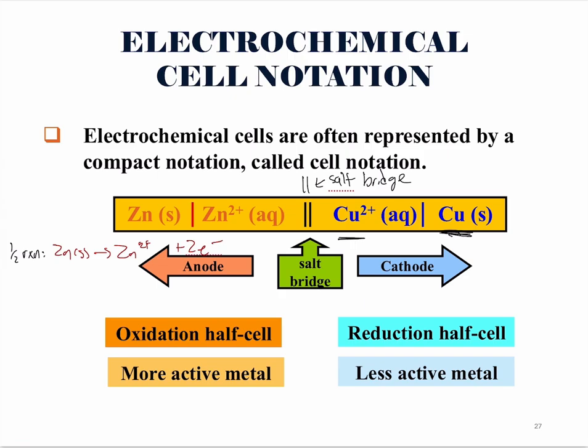Where do these electrons go in our electrochemical cell? Do the electrons just go and float around in solution? What is our electrochemical cell, our voltaic cell, used for?